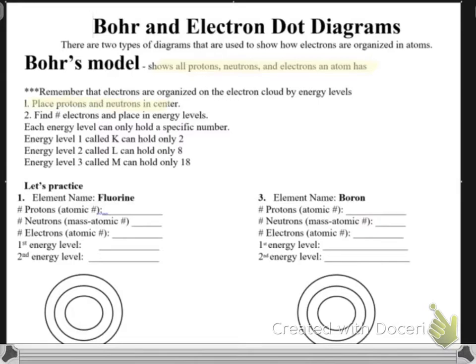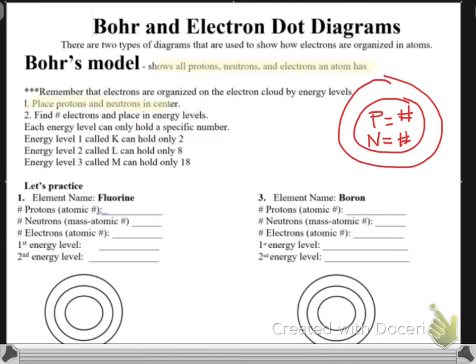When we complete a Bohr's model, the first thing we do is we put the protons and the neutrons in the center. I'm going to show you an example in a second. So you would write P and N and a little equal sign, and then you would write what the number actually is, and then draw a circle around them. So that's the first part you would do. Draw that right where this is on this paper. Or if you're using a Word document, you can insert shapes and do it that way.